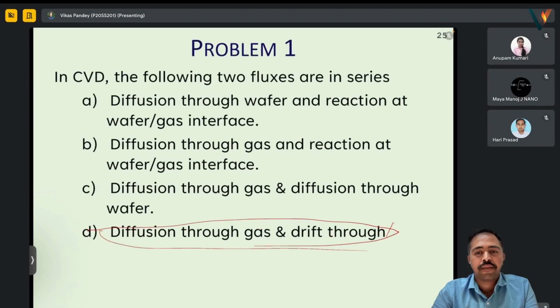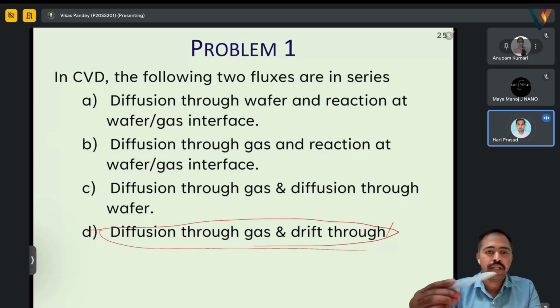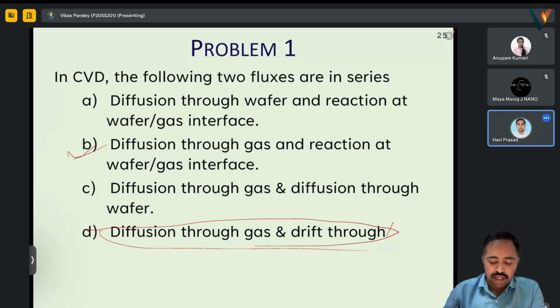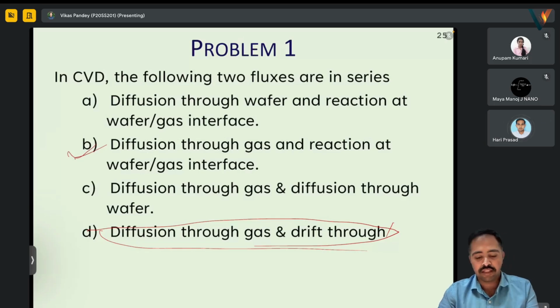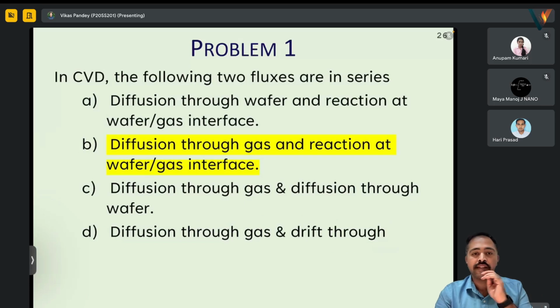Yes, any answers for this? B, sir. B, that is diffusion through gas and reaction at wafer or gas interface. As we have seen, this is very similar to the oxidation growth we were talking about, where the reactants diffuse and reach the wafer gas interface, where the reaction will actually take place.